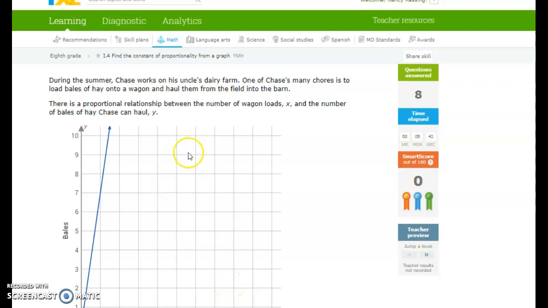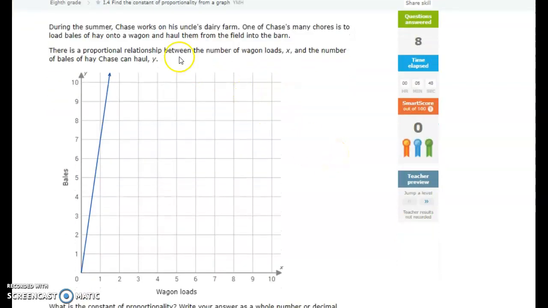Okay, on this IXL, we are going to find the constant of proportionality from a graph. This is an 8th grade IXL. And so let's read it.